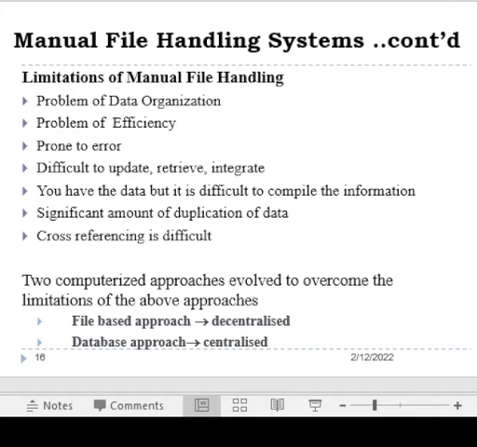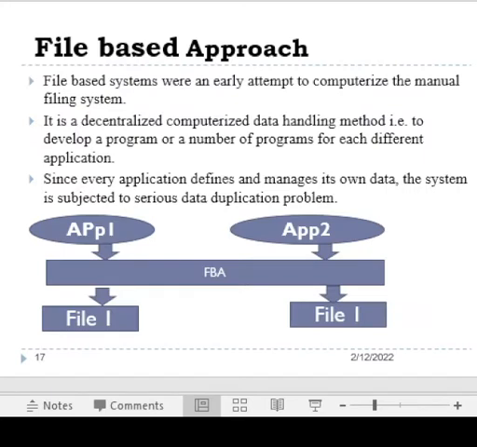Since the manual file handling systems have a lot of problems, to overcome these problems we propose the file-based approach, a decentralized one, and then the database approach. Let us see the file-based approach. It is a file-based system, an early attempt to computerize the manual file system.